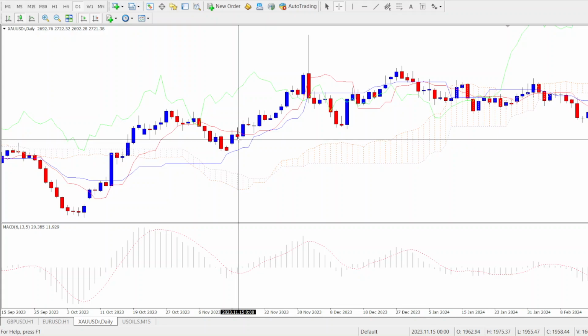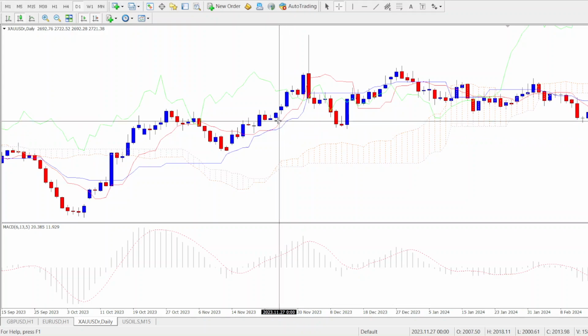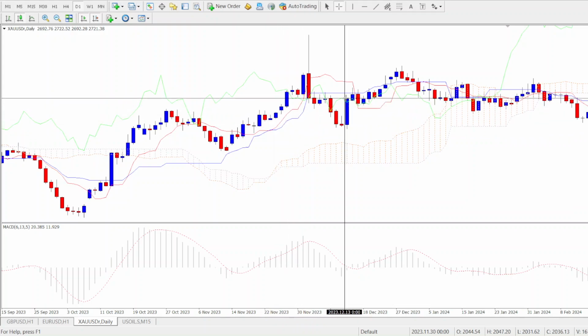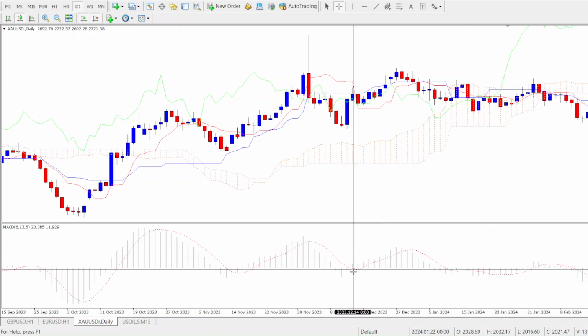So you can see that if we had entered a buy somewhere around here, when we see that the MACD was still rising and price was still above the Kumo cloud, we would have considered staying in that trade until we finally had perhaps price getting into the Kumo cloud, or maybe we had MACD crossing below the zero level.